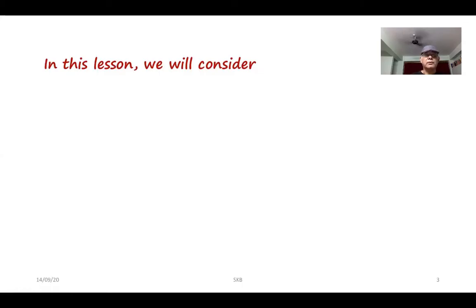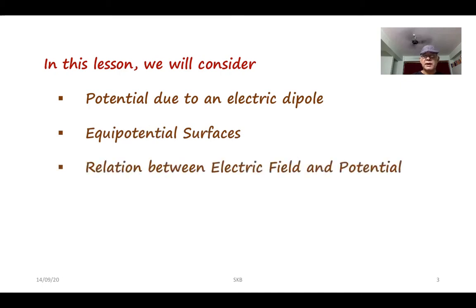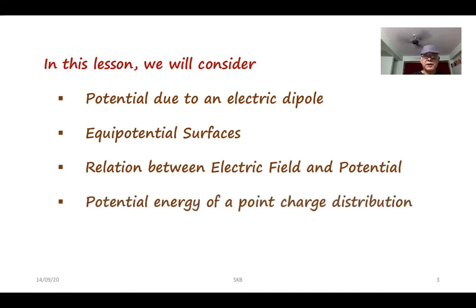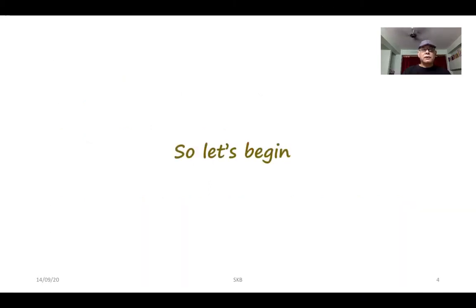In this lesson, we'll consider potential due to an electric dipole, equipotential surfaces, relation between electric field and potential, potential energy of a point charge distribution, and finally, potential energy of a dipole in a uniform electric field. So let's begin.